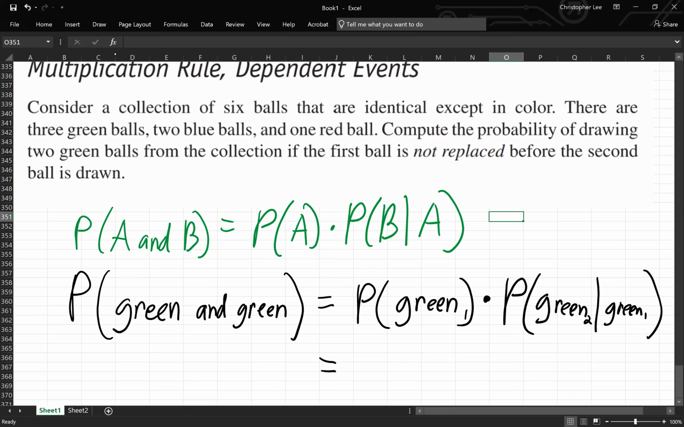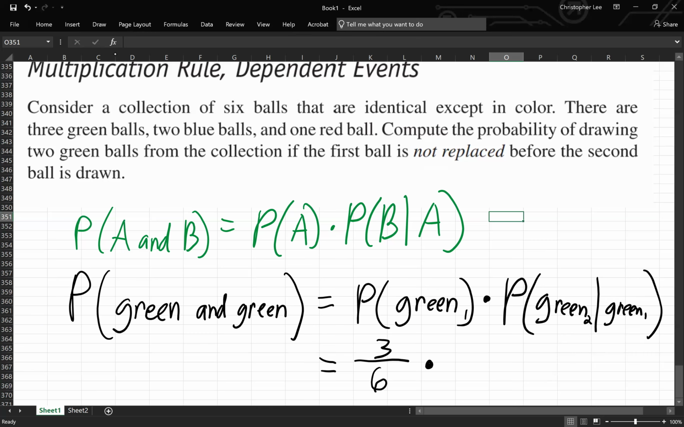So this is real simple, right? Remember, probability is event divided by total. How many green balls are there? 3. Okay. Over what? How'd you get 6? Exactly. Over the total of everything.